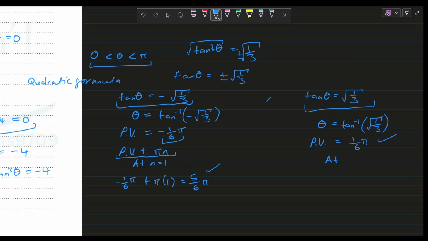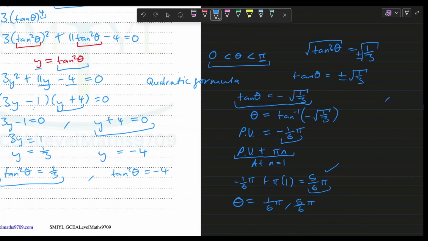So we can say at n is equal to 1, that's going to be 1/6 pi, which is our principal value, plus pi times 1, and this is going to give us 7/6 pi, which is bigger than pi, right? So it means that this is outside of our interval. So from these two equations here, so far we've gotten that theta is going to be 1/6 pi here, or that theta is 5/6 pi. Those are the two solutions we have so far.